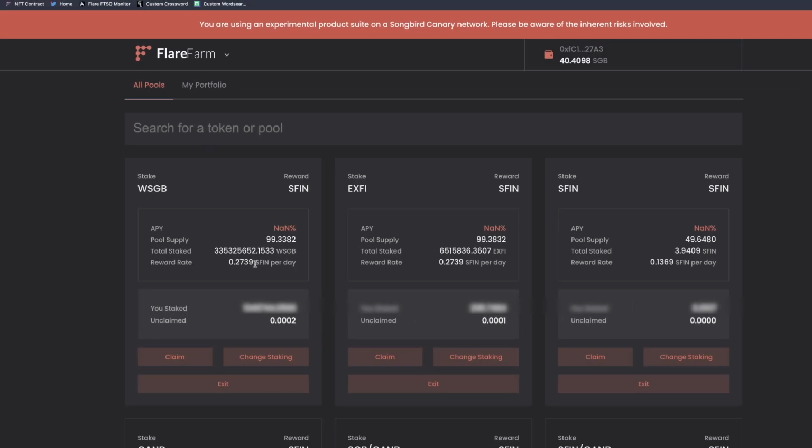Something else that I commonly get asked is this idea of unclaimed tokens. Now, if you look over here on the right, you can see that this one says 0.0000, and that's because SFIN is a very scarce asset. There's only 11,000. Because of this, you will be earning a very minuscule amount each day. As you can see, the Flare Finance platform only displays to 4 decimal places of accuracy. Now, you can hover over this amount if you want a true representation of how much unclaimed tokens you have.